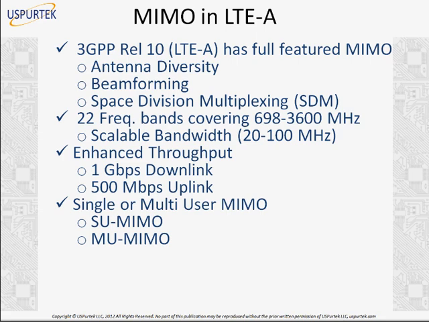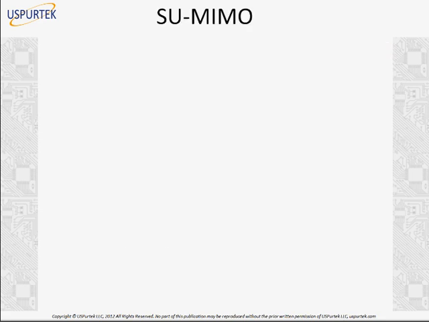Okay, MIMO in LTE Advanced. It's 3GPP Release 10. It has full-featured MIMO. Again, all those features are supported: antenna diversity, beamforming, space division multiplexing. There are 22 frequency bands now. So in the UK, you will have one of these. It's a very wide range available, 698 to 3600 megahertz. It depends on which frequency you're operating in, on the allocation of frequency band within the broader frequency range. It has a scalable bandwidth between 20 to 100 megahertz, and enhanced throughput. Again, it also adopts the concept of single user MIMO and multi-user MIMO.